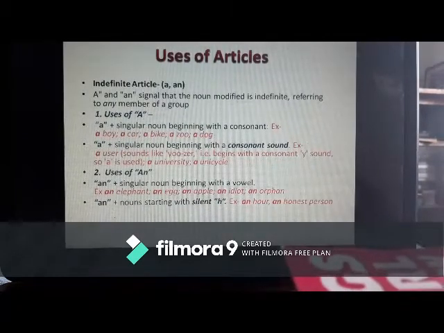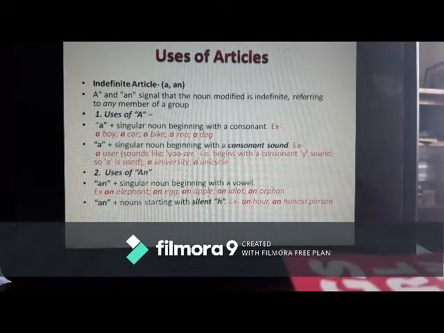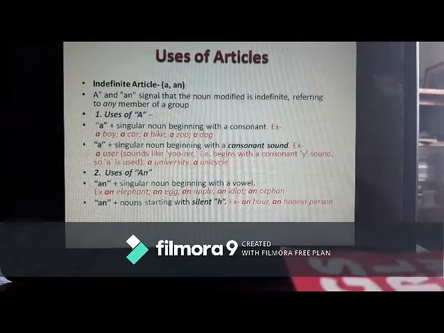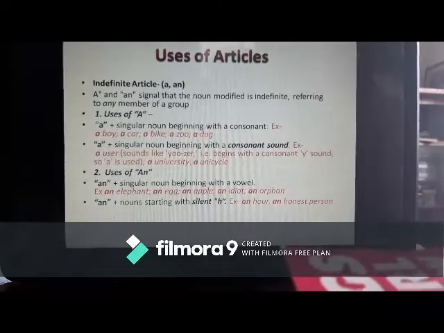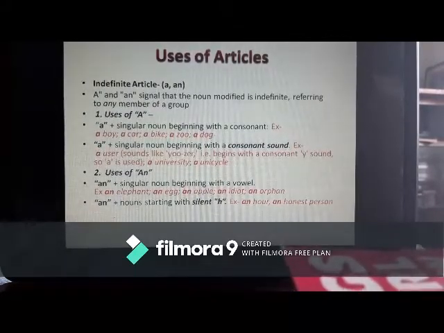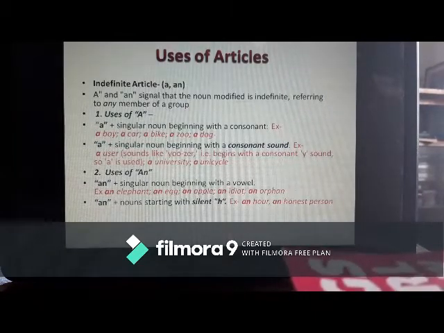How do we use indefinite articles a and an? Okay, so a and an signal that the noun modified is indefinite. Okay, we will see that this is the use of a and an as indefinite articles. A and an are always used with nouns which are not specific by nature, referring to any number of any member of a group. So what are the uses of a? Okay, where do we use a?